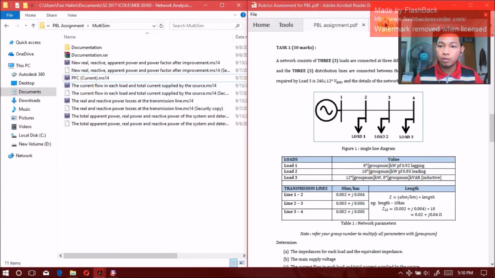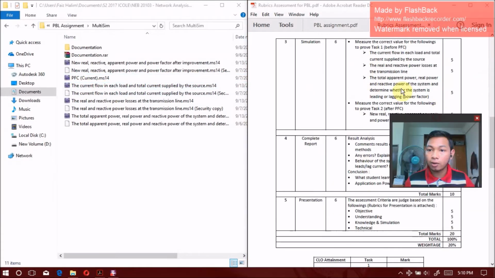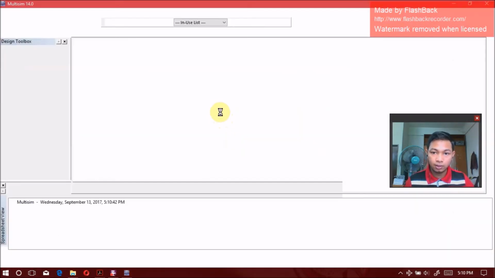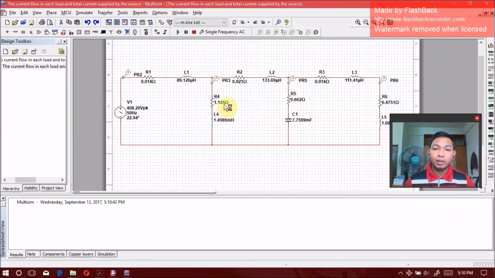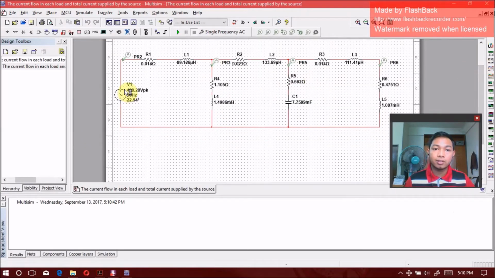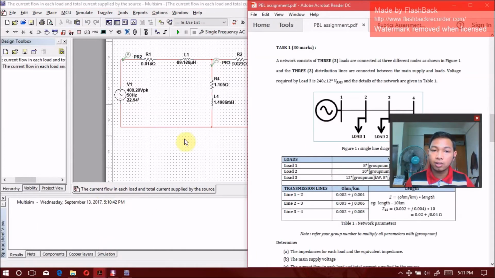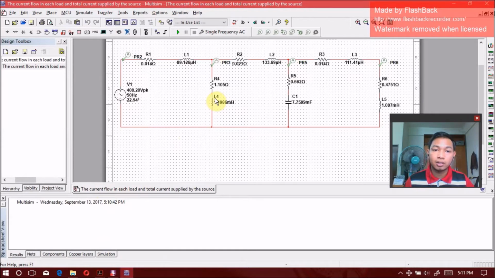Here we go. For the first one, we need to show you the current flow in each load and the total current supplied by the source. So this is the circuit. First of all, you need to design it exactly as in this circuit, and transfer it into Multisim.